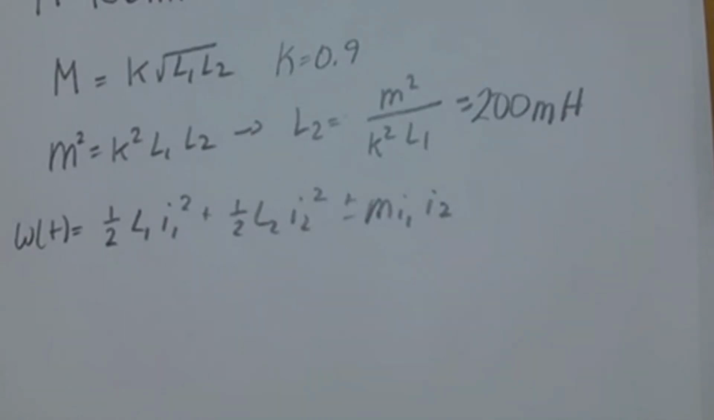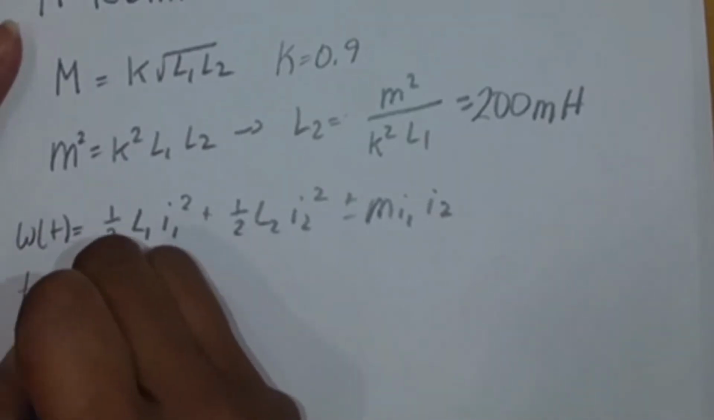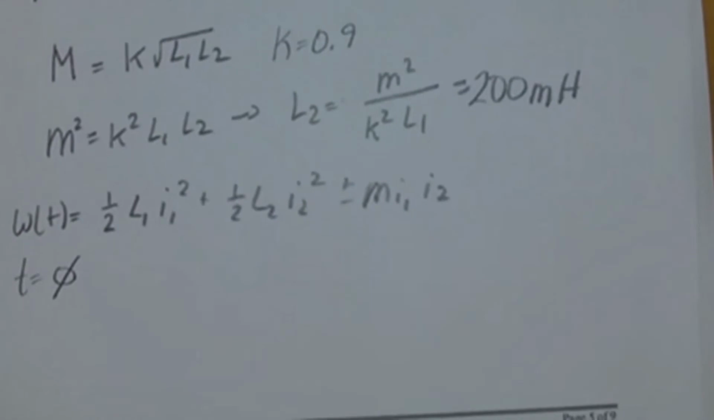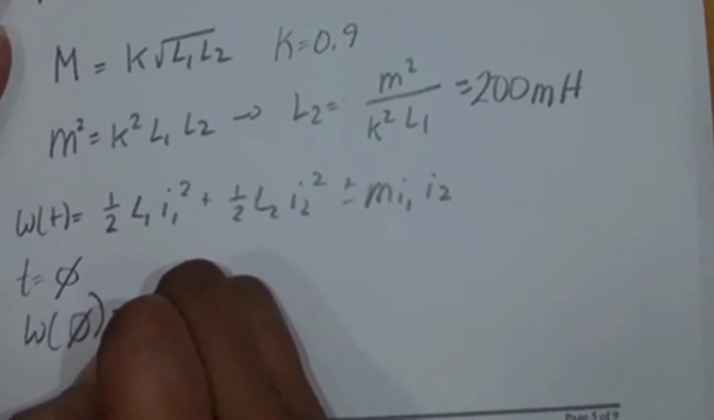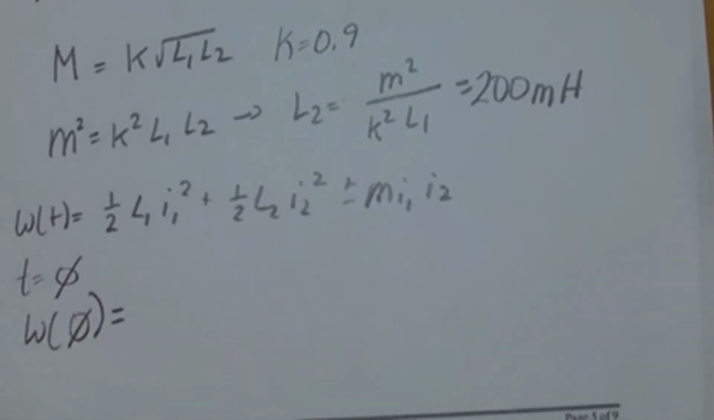So the maximum, because this is a sine wave, the maximum energy would occur at t equals 0, right? Because a sine wave is maximum at t equals 0, and my current is a sine wave. So for maximum value, I need to find the energy at W of 0. For a sine wave, the current is maximum at time 0, so that would give me my maximum energy.